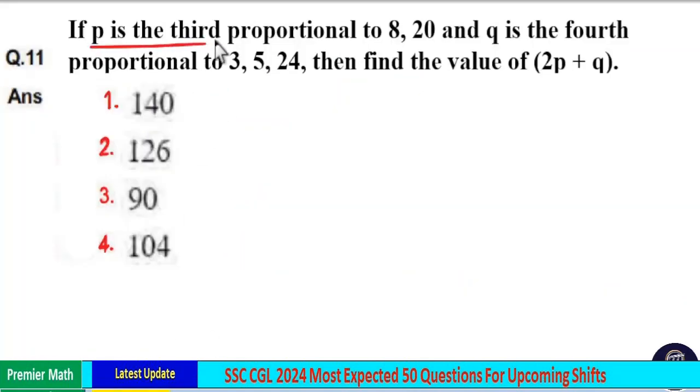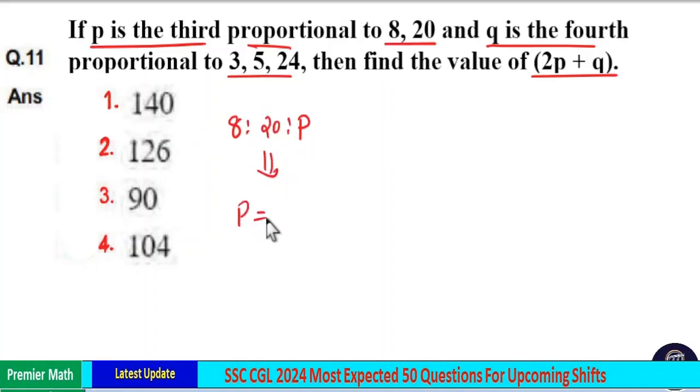If P is the third proportional to 8 and 20 and Q is the fourth proportional to 3, 5 and 24, then find the value of 2P plus Q. Here, P is the third proportional to 8 and 20. Then, P is equal to the square of the second proportional divided by the first proportional, that is 20 square divided by 8. 20 square is 400. 400 by 8 means 100 by 2, that is 50.